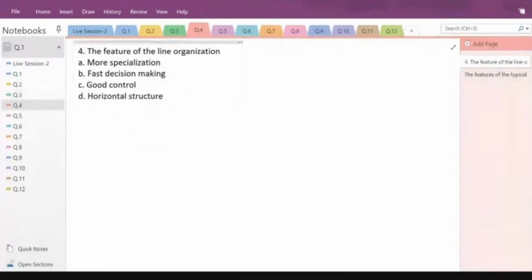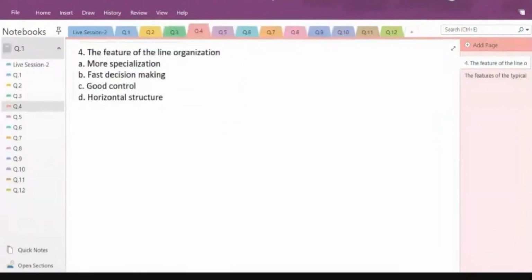Which out of these are the features of the line organization? I'll put this as a poll question. Features of the line organization.